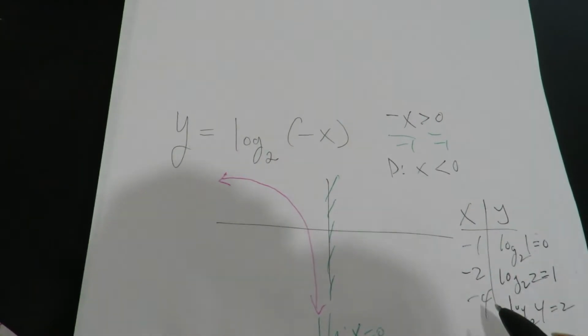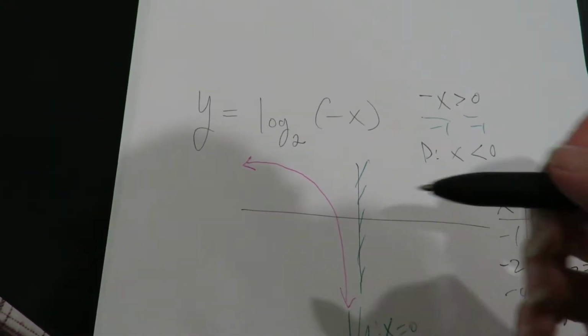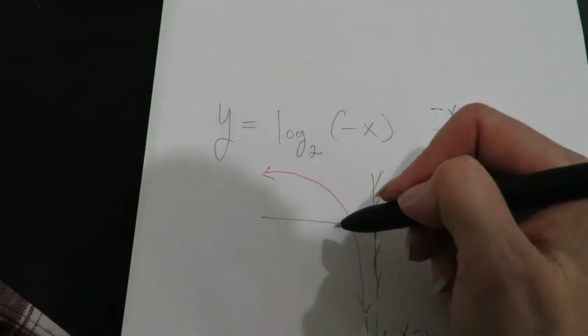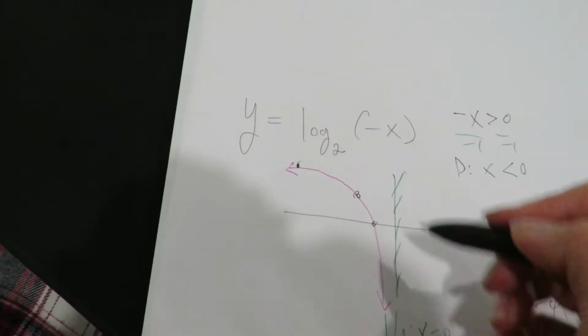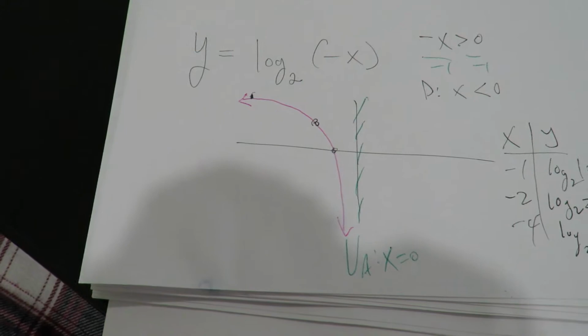And so on. So you're getting (-1, 0), which is right here, (-2, 1), and, you know, (-4, 2), and so on. You're going to get those points on your graph.